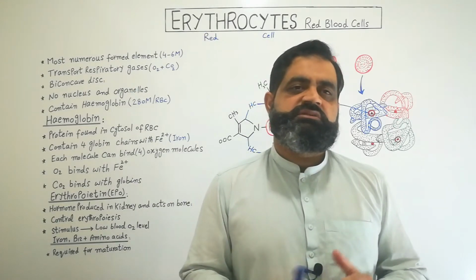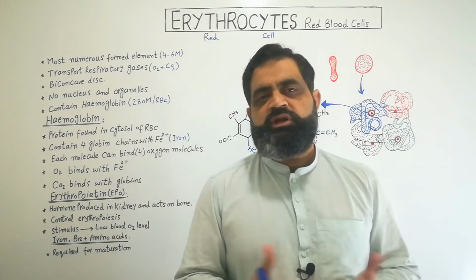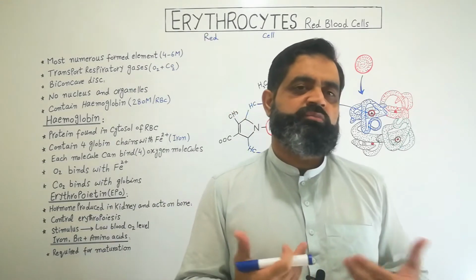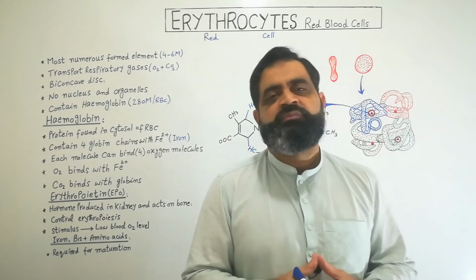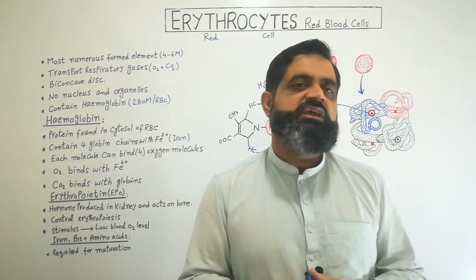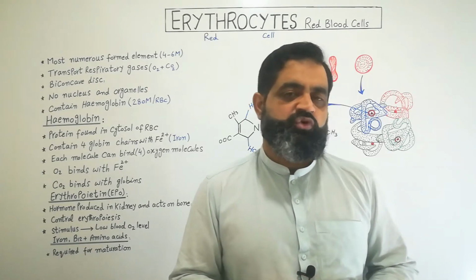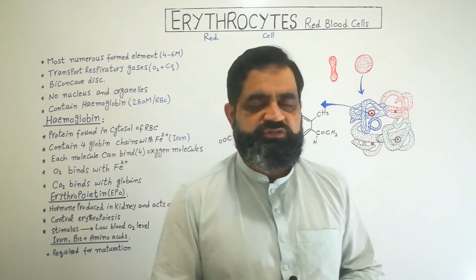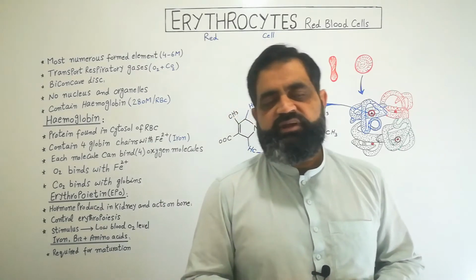If a person is fatty, they should have more red blood cells because their body needs more oxygen. More oxygen means more blood cells. And if a person is not very fat and is skinny, they should have a smaller amount of red blood cells because they require less oxygen as compared to a fatty person.